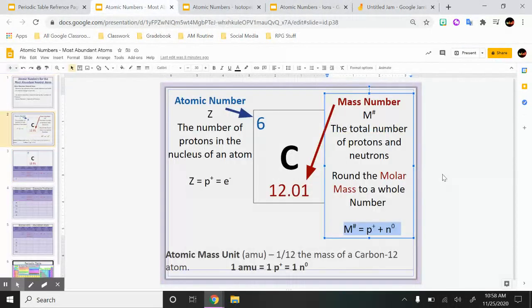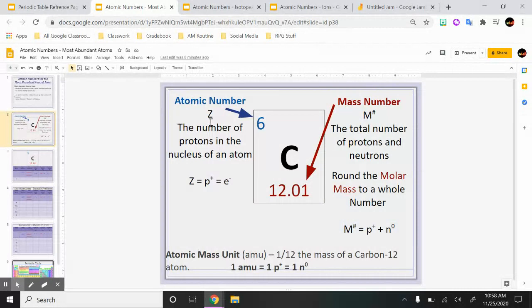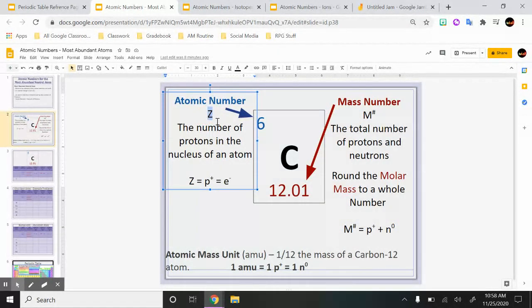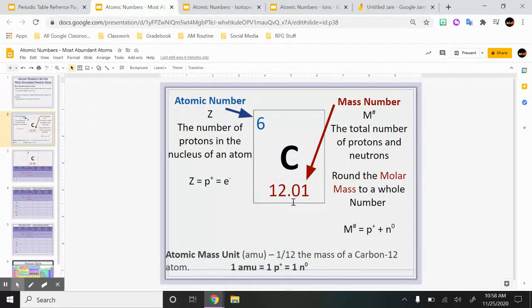So now we've talked all about these different numbers. I did forget to mention the atomic number we abbreviate with the letter Z. It's just how it is. I know it doesn't match, but that's what the abbreviation is. So our atomic number is a whole number at the top. It tells us the number of protons in any atom. And if the atom is neutral, it also tells us the number of electrons.